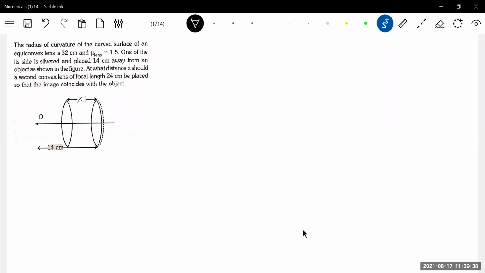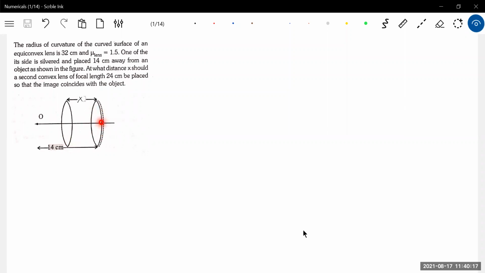Let's get into the discussion now. So what to do? Such questions, where the image should be formed on the object itself, there are around 20 numericals, but in all of them the method is the same. If you have a curved surface silvered, one method; if you have a plane surface silvered, one method. So we'll analyze both cases. Only the values change: instead of this lens, a concave lens, convex lens or plano-convex lens will come, but the method involved is the same.